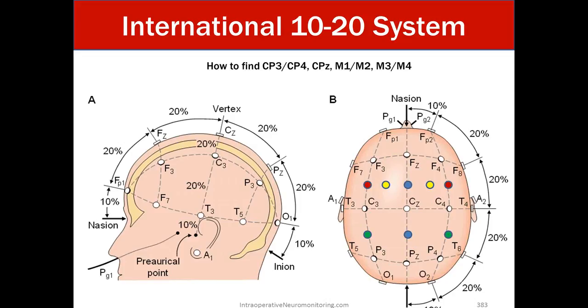The International 10-20 system, like I said in a previous slide, is something that you just have to commit to memory. Not only the location points, but how much distance and percentage is in between each electrode. And if they gave you a specific number and distance, be able to figure out what that number would be by plugging it into your percentages.